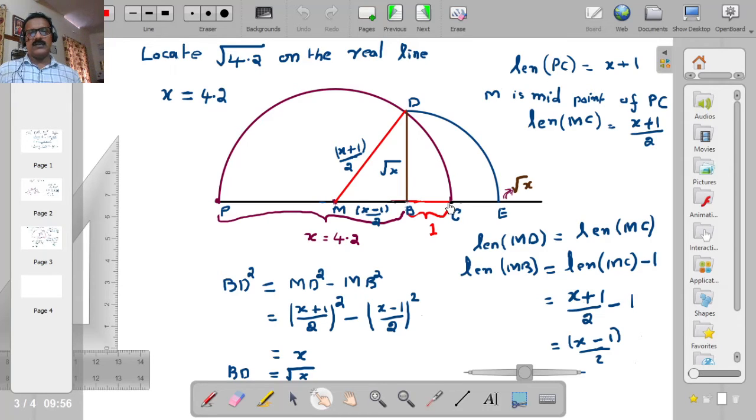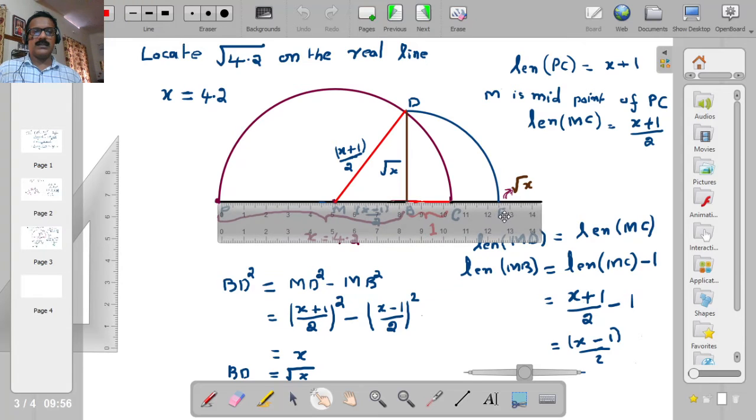Here I have taken 1 unit equal to 2 centimeters. So 4.2 units will be 8.4 centimeters. PB has a length of 8.4 centimeters, and BC has a length of 2 centimeters, which is 1 unit, because we have taken 2 centimeters as 1 unit.